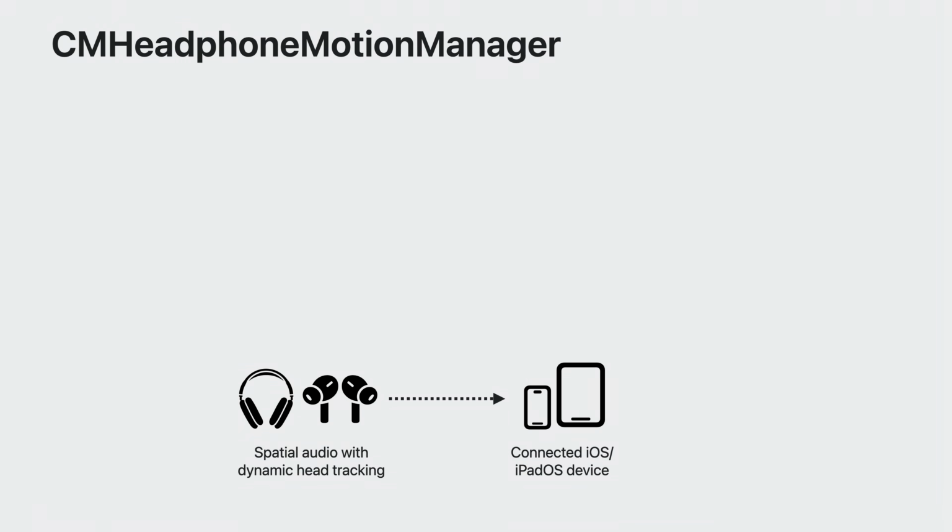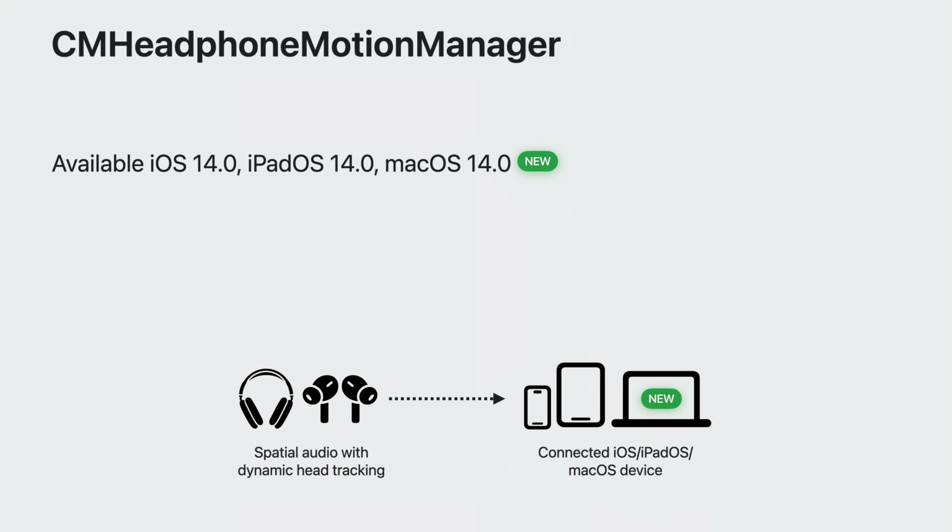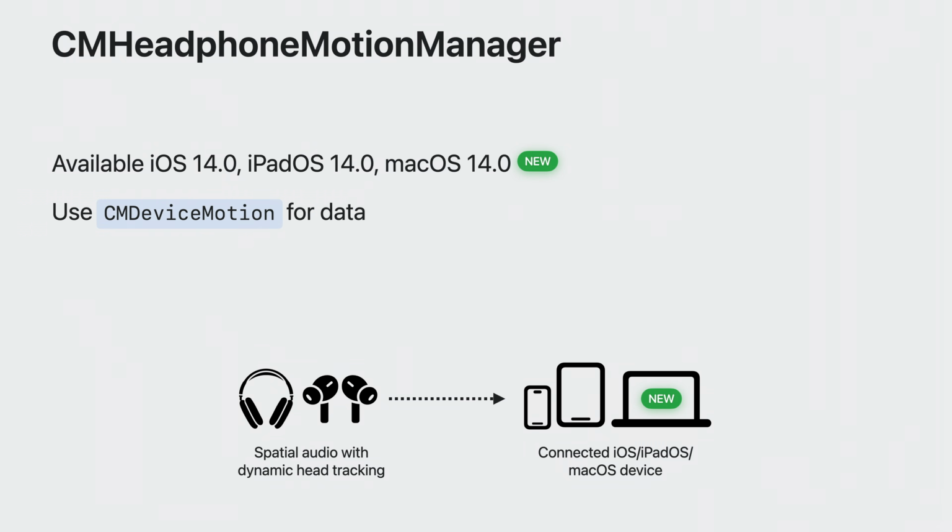CMHeadphoneMotionManager was first made available in iOS and iPadOS 14. And starting this year, it's also coming to macOS 14. You can use CMHeadphoneMotionManager to stream device motion from audio products that support spatial audio with dynamic head tracking, like AirPods Pro, to a connected iOS, iPadOS, or macOS device. Inspect CMDeviceMotion for attitude, user acceleration, and rotation rate data during streaming from supported devices, just like you would on iPhone and Apple Watch.